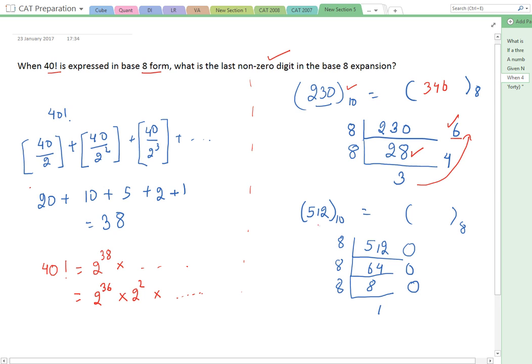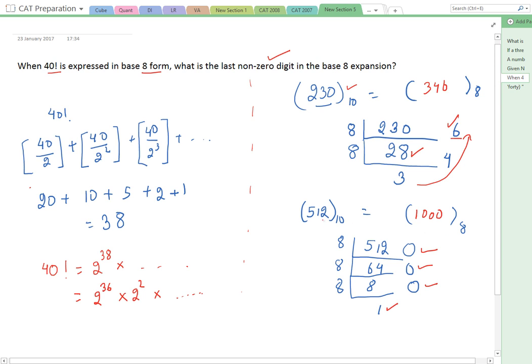Same way, if we had to convert 512 from base 10 to base 8, we'll divide it once, we'll get 0 as the remainder. We'll divide it again, we'll again get 0 as the remainder. We'll divide it again, we'll keep getting 0 as the remainder, and eventually we'll get 1 as the quotient. So the number becomes 1000 in base 8.